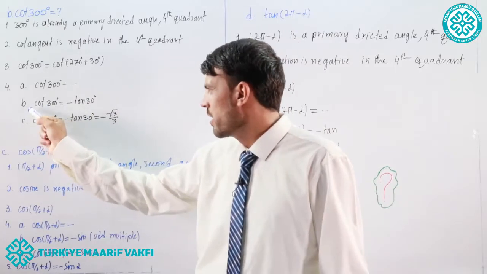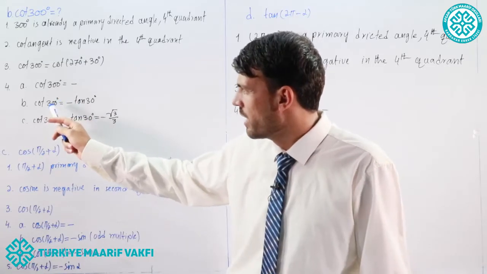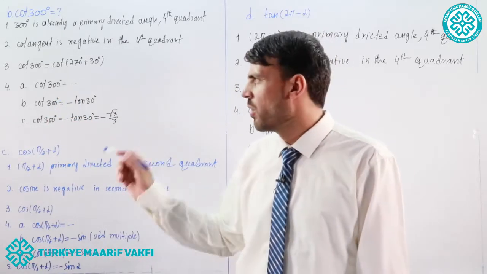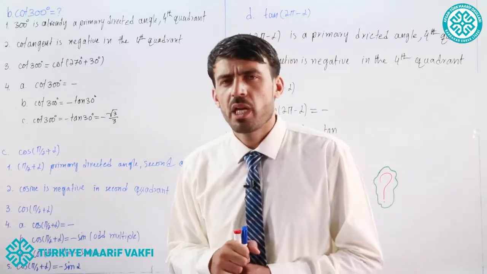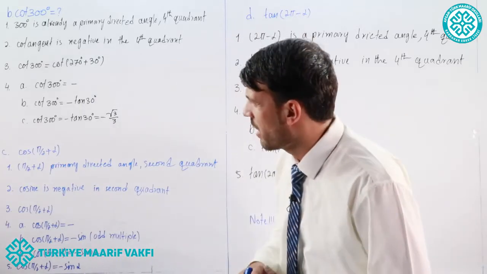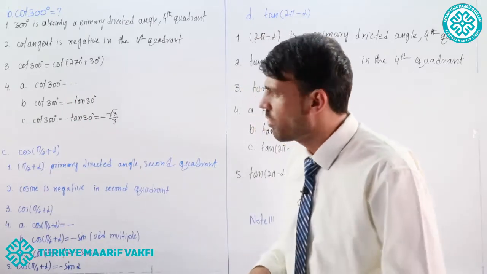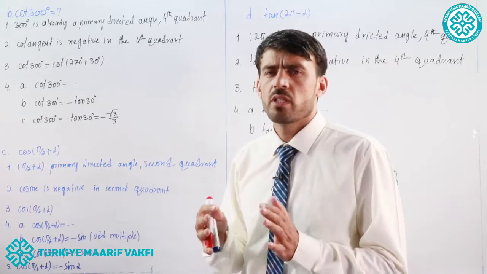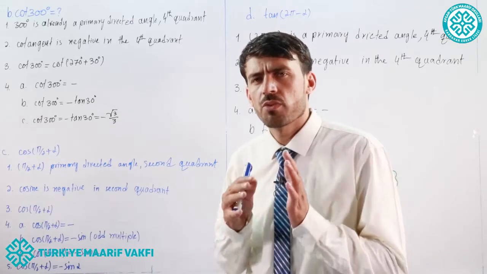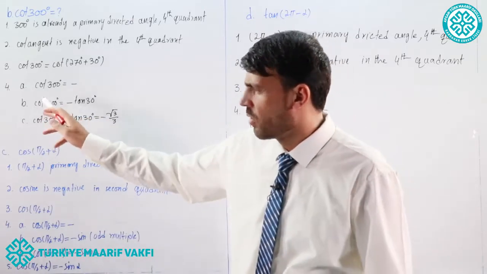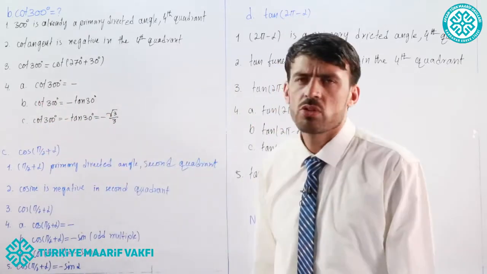And in the fourth step, the second step is whether 300 is an odd multiple of 90 or an even multiple of 90 degree. We know that 270 is an odd multiple of 90 degree. So if we have an odd multiple of 90 degree, we should change cofunction to function or function to cofunction. We are changing cotangent into tangent.